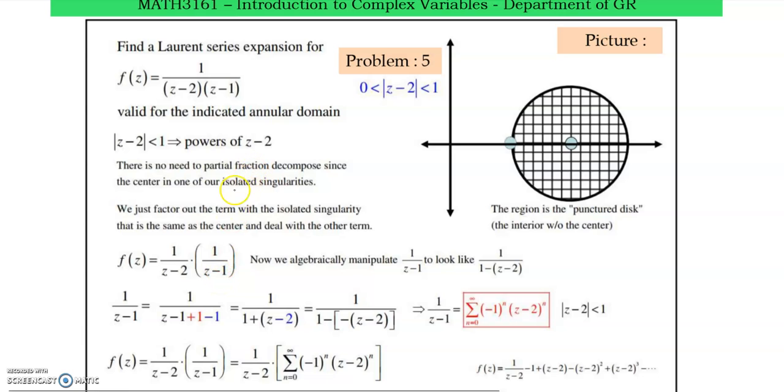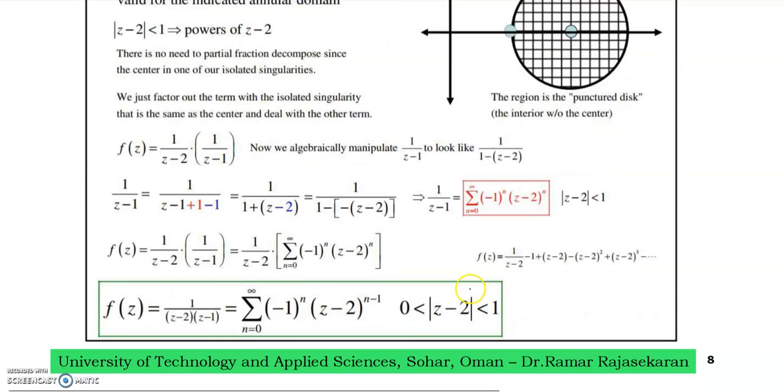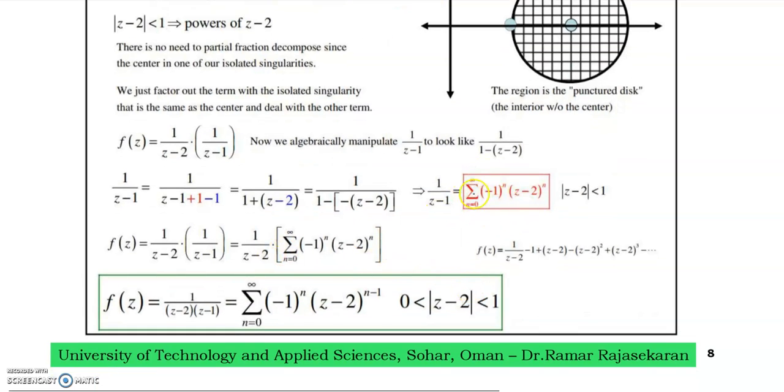Okay, so see here, same approach, same arguments. Now I rewrite 1 over z minus 1 as 1 minus of z minus 2. After that, 1 over z minus 1 is nothing but I can write like this: 1 over 1 plus z minus 2. Now here you take minus as common. So this is nothing but I can write using rule 2: sigma n equals 0 to infinity, minus 1 power n, z minus 2 whole power n. Okay, so this is the summation of 1 over z minus 1.